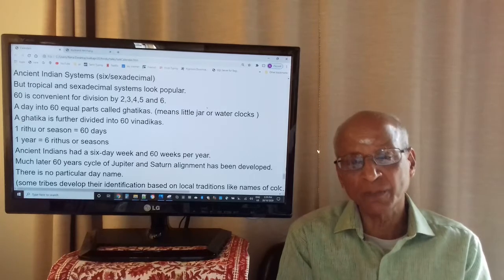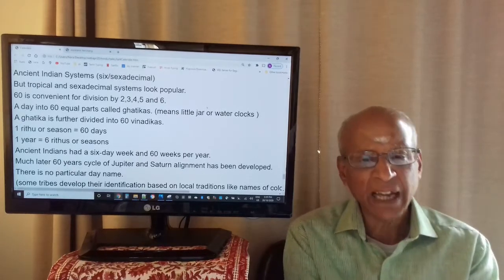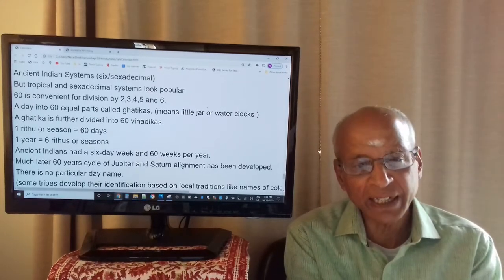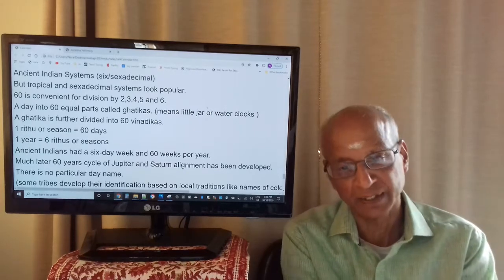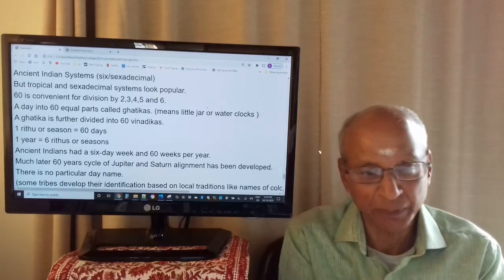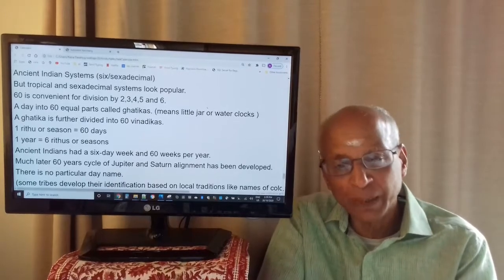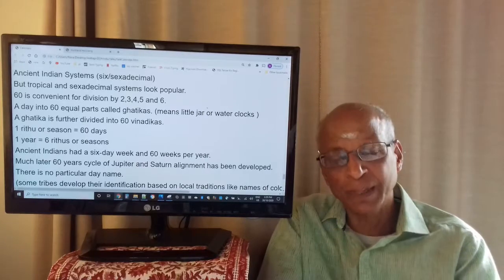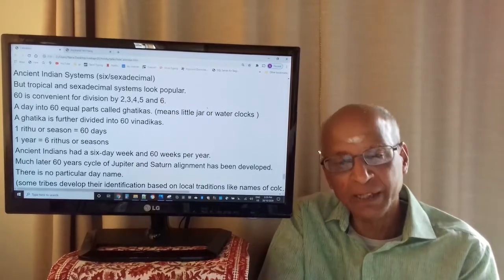For time measurement, they were using little jars and water clocks. In the same way, one Ritu or season is approximately 60 days, so 1 year is 6 Ritus. The ancient Hindus had a 6-day week and 60 weeks per year, plus some extra days, 360-something. Much later, the 60-year cycle was useful because of Jupiter and Saturn alignment. Jupiter takes approximately 12 years, and Saturn takes about 30 years. 30 and 12, the common LCM is 60.